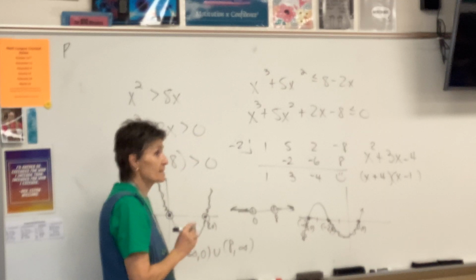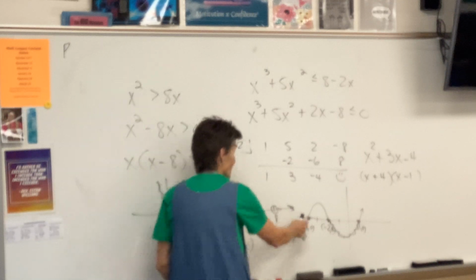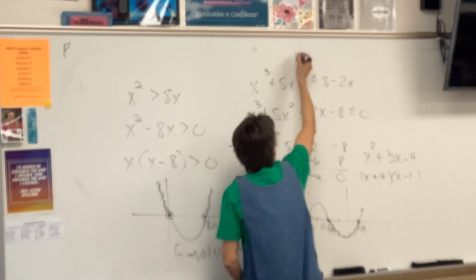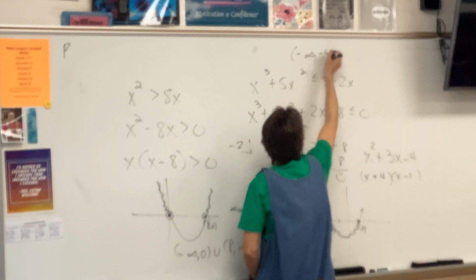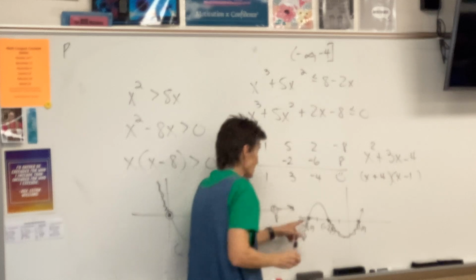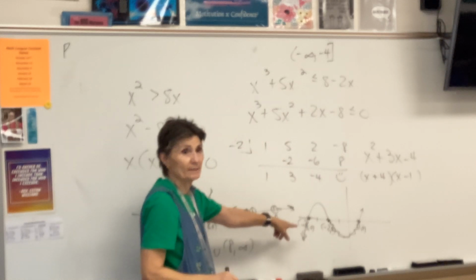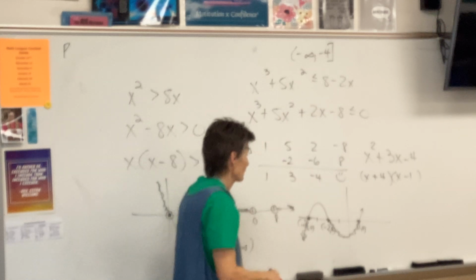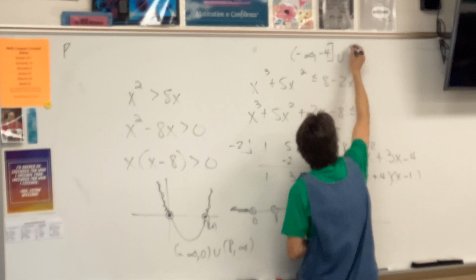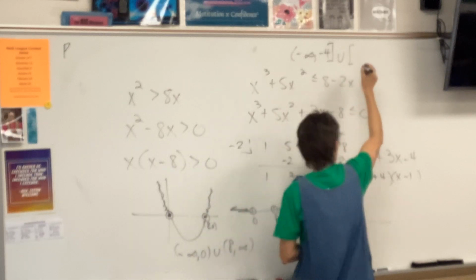So the answer is the x values. So what x values are those? Negative infinity to -4, and that's a closed dot, so we'll put a bracket on that one. And then what? -2 to 1.